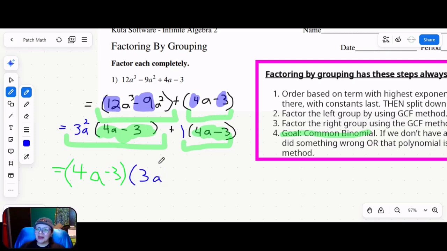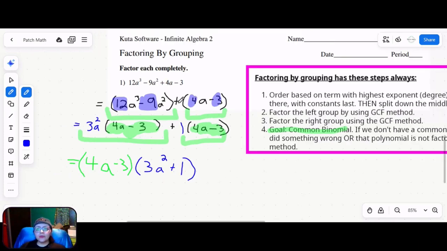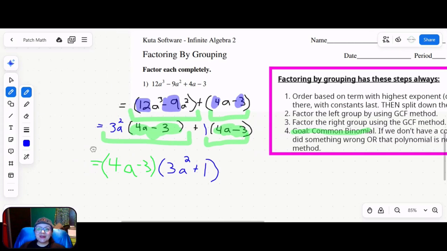And here is why that 1 mattered, because it is a placeholder for the fact that plus what? Plus 1. We can distribute a 1 in that binomial and it will not change its value, so we do have to put that there. Here is our final factored form.